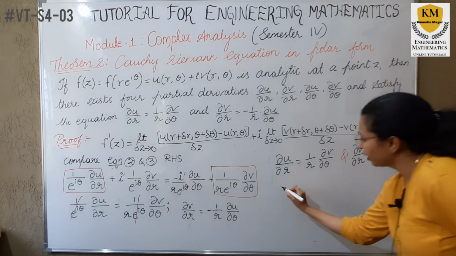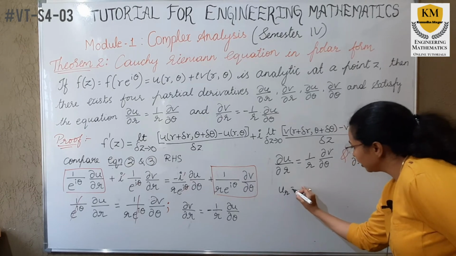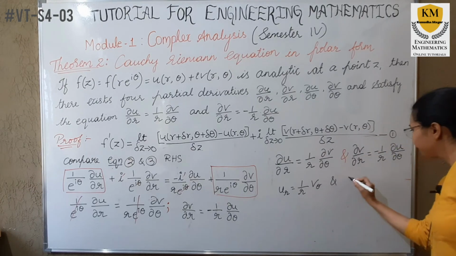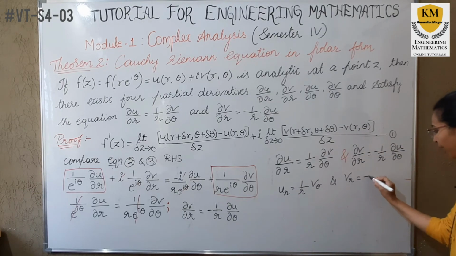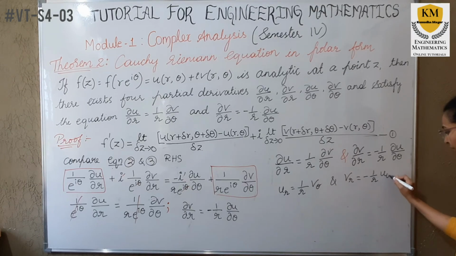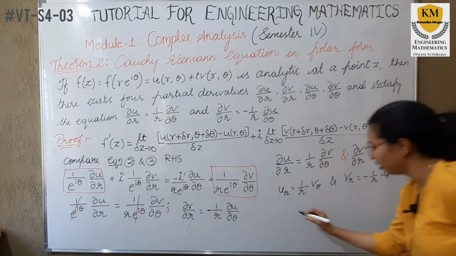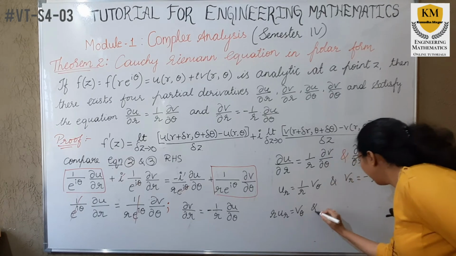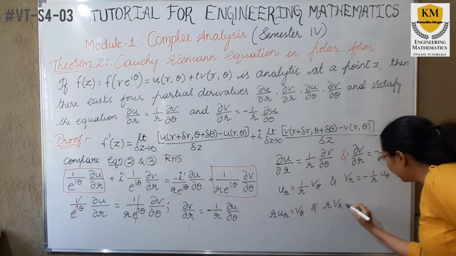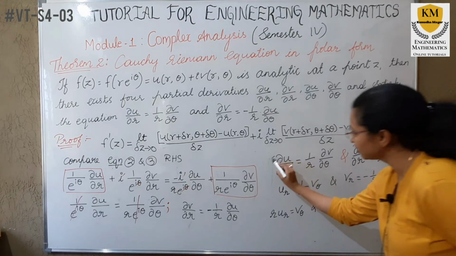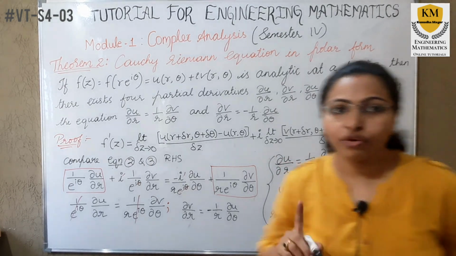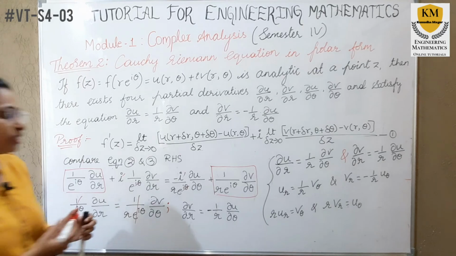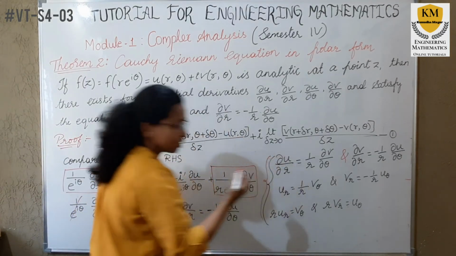Now you can write this as u_r is equal to 1 by r into v_theta, and v_r is equal to minus 1 by r u_theta. Similarly, we can also write further r into u_r is equal to v_theta and r into v_r is equal to minus u_theta. All these things are the same. This is what we need for the CR equation. This satisfies the CR equation in polar form. So this is the end of this derivation.